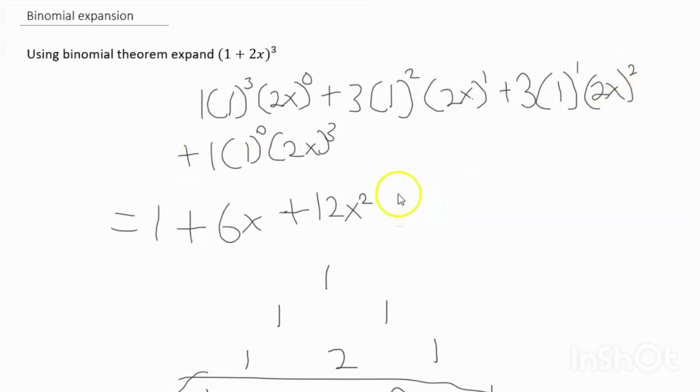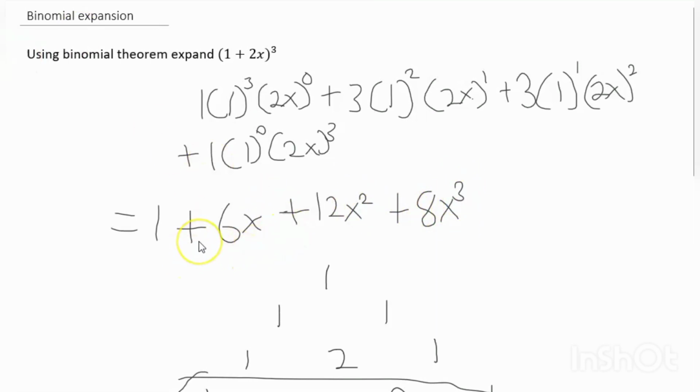So now let's go to the final one. 1 multiplied by 1 to the power of 0, this is 1. Then 2x to the power of 3 will be 8x cubed. So 8x cubed multiplied by 1 will be 8x cubed. That's 8x to the power of 3.